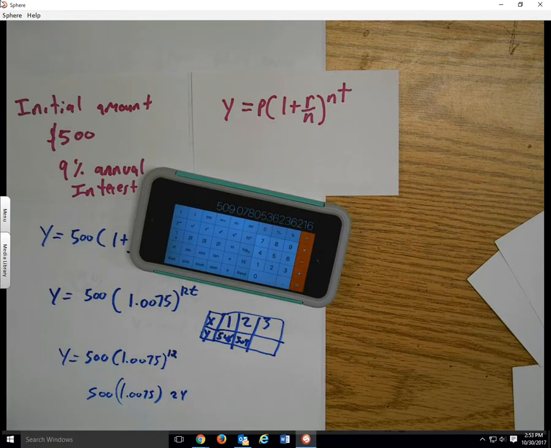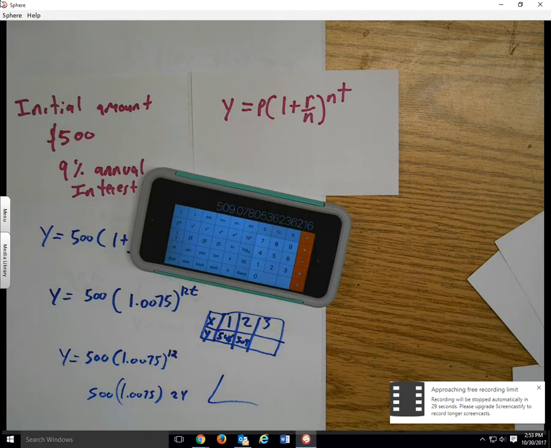All that's left to do is to graph it. And we're out of time.